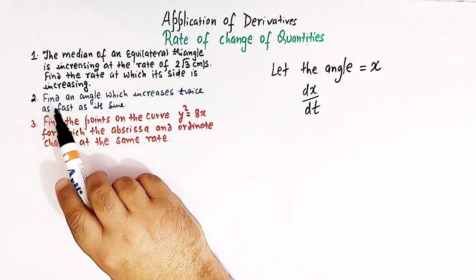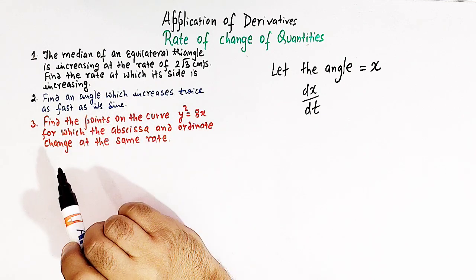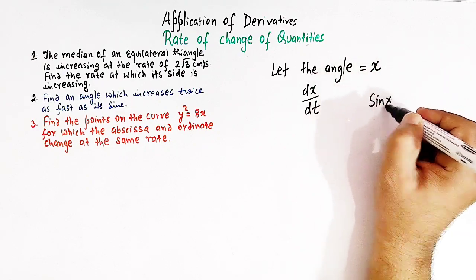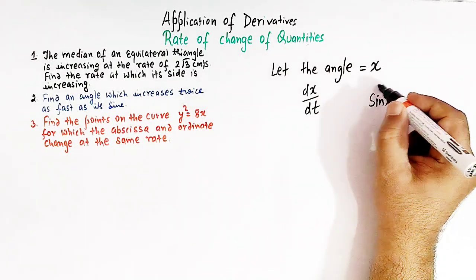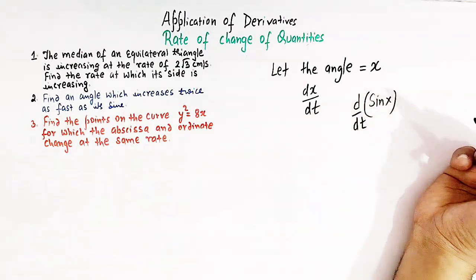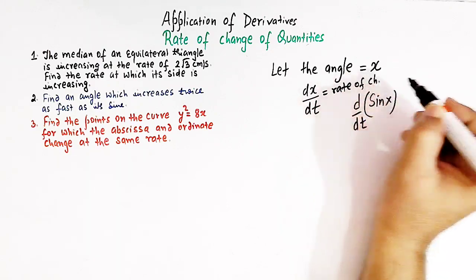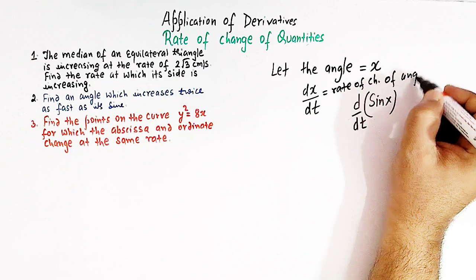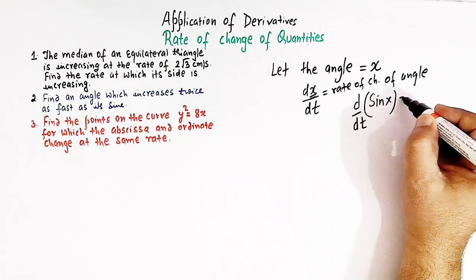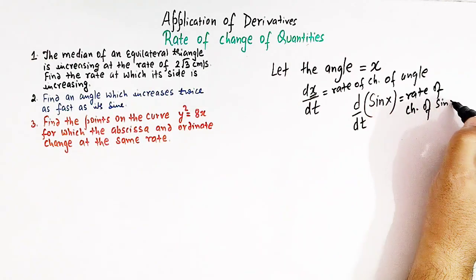And here we are given: find an angle which increases twice as fast as its sine. Now the sine of the angle x is given by sine x, and the rate of change of sine x is given by d by dt of sine x. So dx over dt is the rate of change of the angle x, and d by dt of sine x represents the rate of change of sine of x.